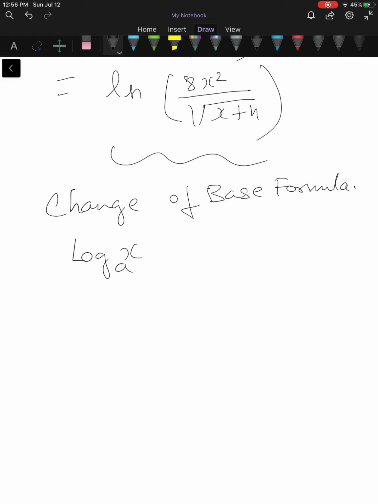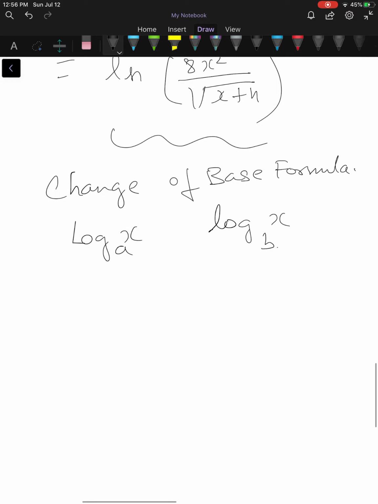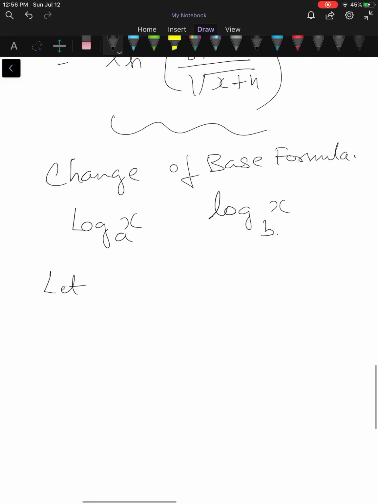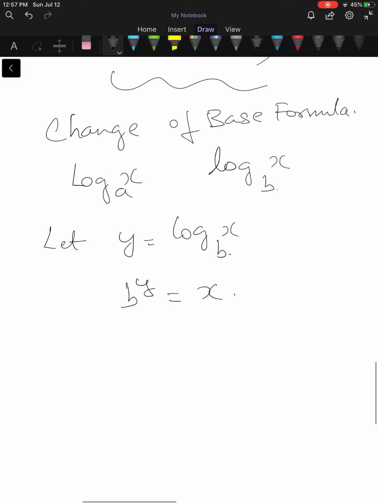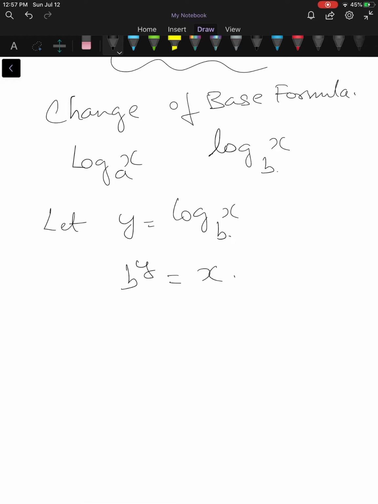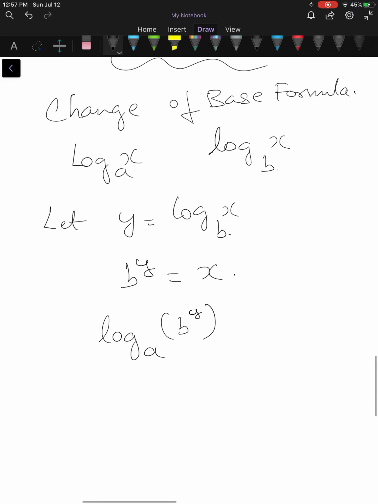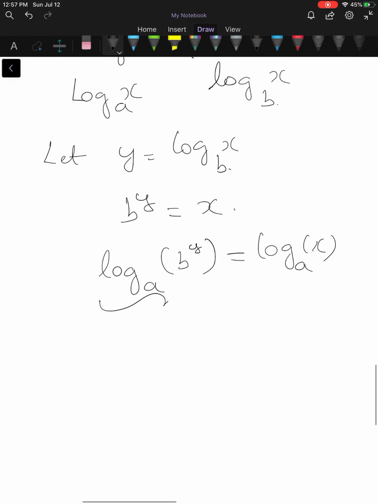Suppose we are given, so we are learning change of base formula. Okay, suppose we are given say log x to base a and we want to find log x to base b. So how do we change from base a to base b? So let y is equal to log x to base b, correct. So if we write this particular equation in the exponential form, we get this to be equal to b to the power of y is equal to x, correct. So now apply log a on both the sides, log to the base a on both the sides. Log of b to the power of y on base a is equal to log of x to the base a.